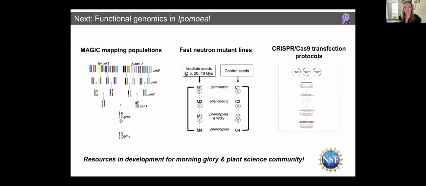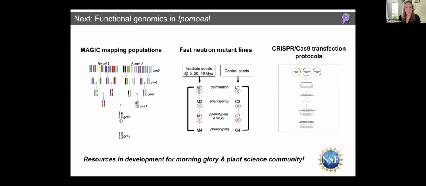To understand this, however, the common morning glory is not a model system. I think it should be. And so to understand exactly how the two resistance mechanisms are working together, we need to be able to do functional genomics, right? So we can knock out particular genes and then assess how the different resistance traits are working.